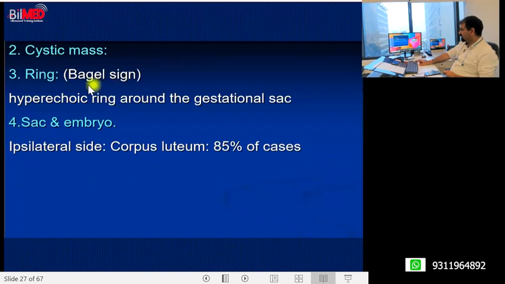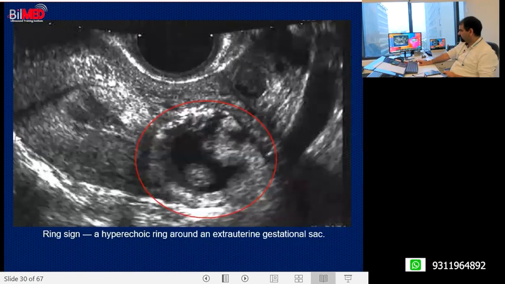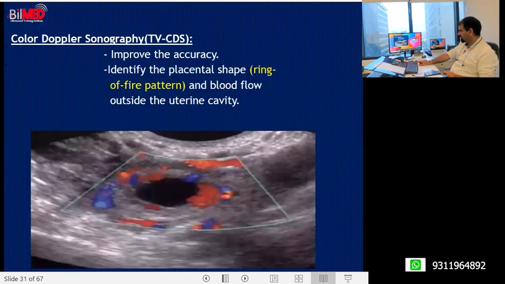So this is the vagal sign, a hyperechoic ring around the gestational sac. See this ring sign or vagal sign, a hyperechoic ring surrounding this gestational sac. This is boosting the confidence that I have not a cystic lesion here, but a gestational sac with these decidual reactions.